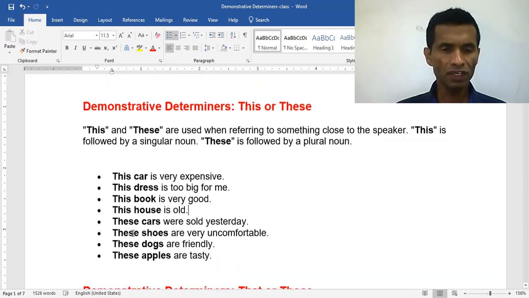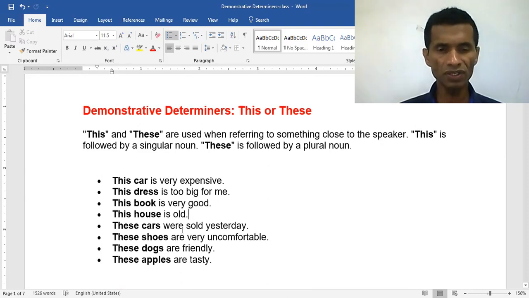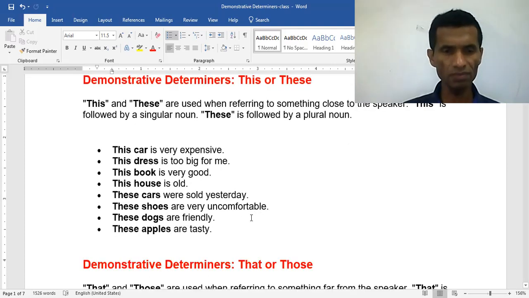Okay. These cars were sold yesterday. These shoes are very uncomfortable. These dogs are friendly. These apples are tasty. Here you can see after the word these, plural nouns are used, right? Cars, shoes, dogs, apples. They are plural nouns.